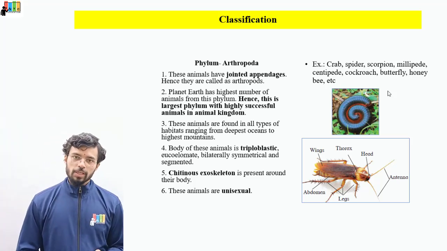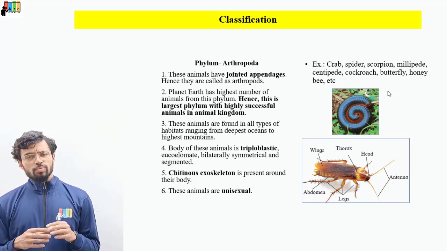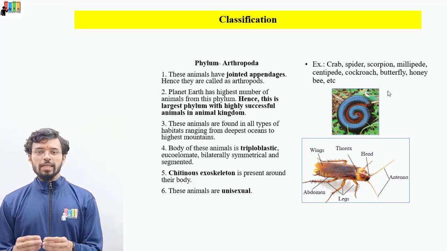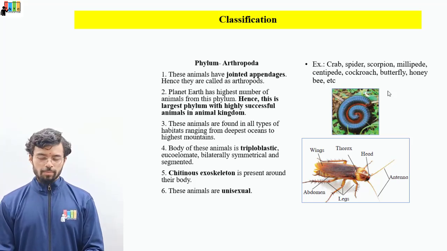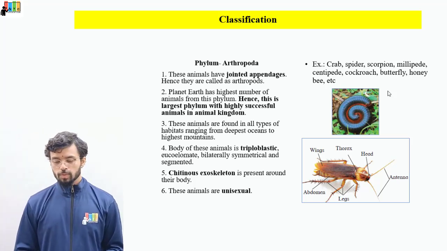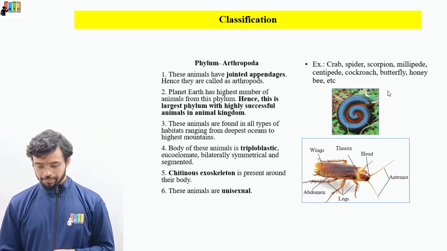These animals are unisexual. They show dimorphism. Male and females are different. So this, even without teaching, I'm sure you could, right? Any insect is an arthropod. Most of them are butterflies, honeybees, crabs, spiders, horseshoe crabs, whatnot, millipedes. All of them are arthropods.